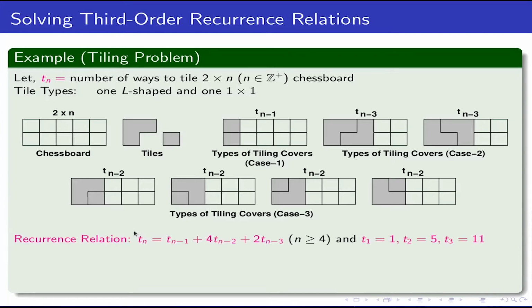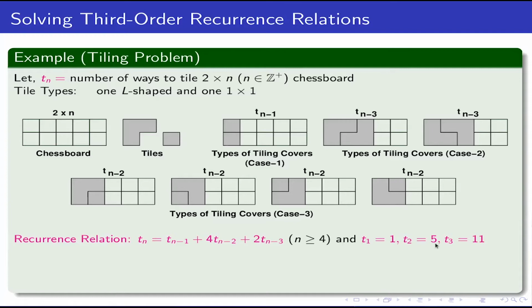So the recurrence relation says the number of ways to tile 2 cross n is the number of ways to tile 2 cross n minus 1 if I tile the initial positions this way, then 2 times T(n-3) if I only use the other tile for the initial positions, and then 4 times T(n-2), where T1 equals 1, because if I have a 2 cross 1 cell, I can only place 1 cross 1 squares.